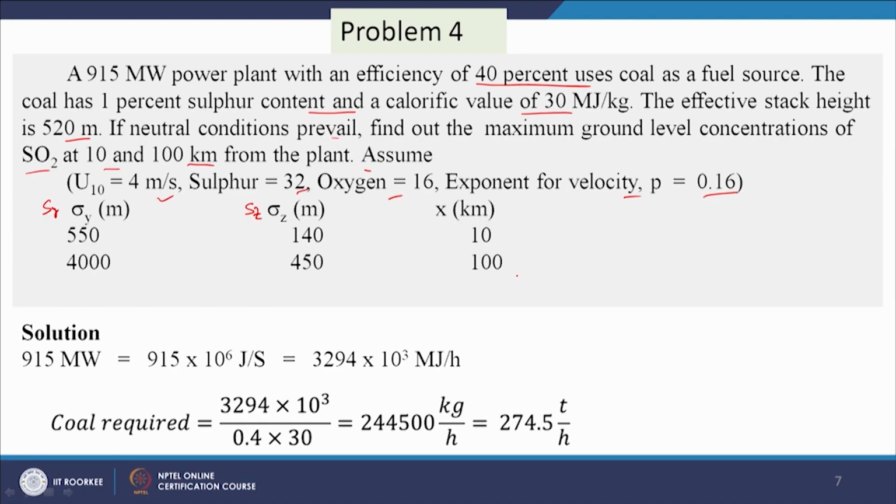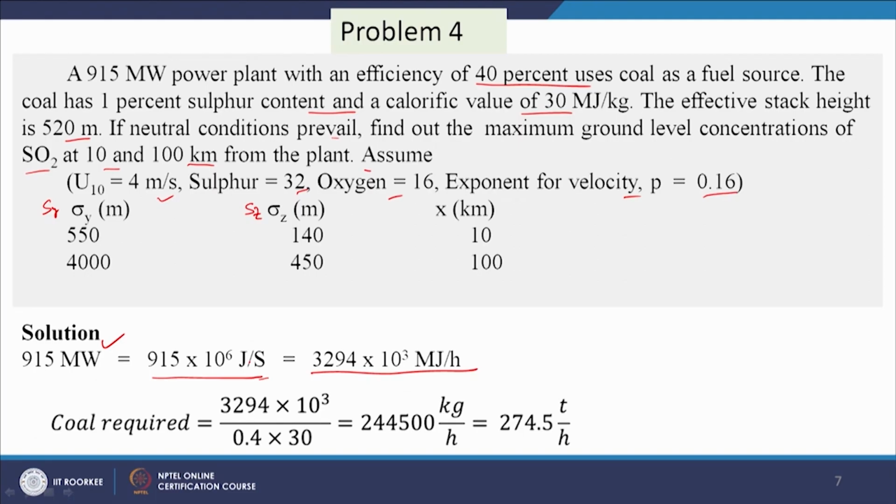So we have to use the formula, and now we will see how much SO2 is generated, what is the rate of release of SO2 from the stack. So, 915 megawatt power plant capacity. That is equal to 915 into 10 to the 6 joule per second. So this is 3294 into 10 to the 3 megajoule per hour. So this is the conversion from joule per second to joule per hour.